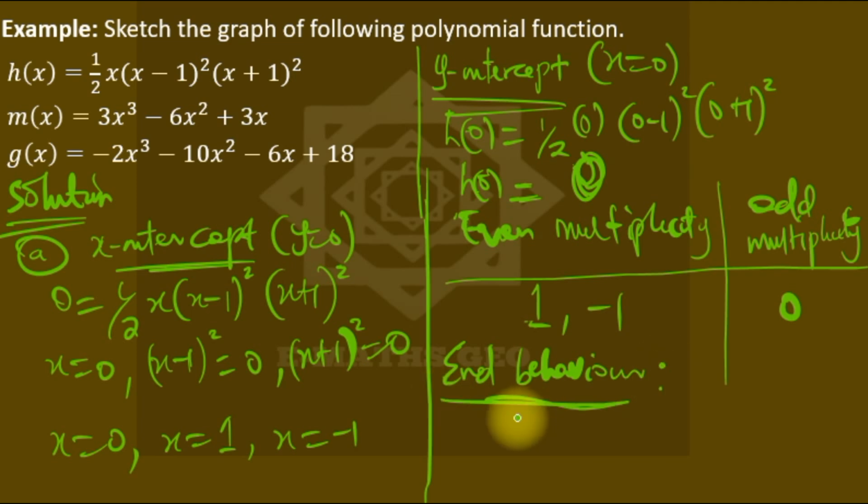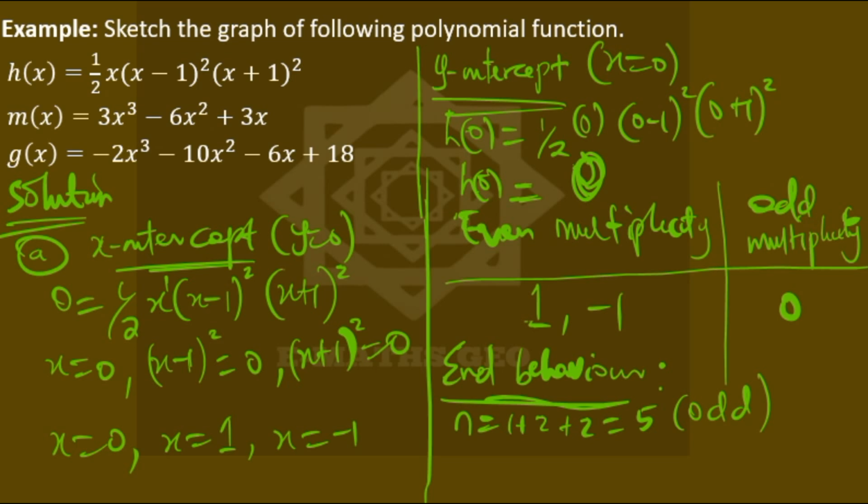So the degree of this n is the sum of the powers. So it's 1 plus 2 plus 2. So we have 5, and 5 is odd. So since it's odd, the graph will end like this. Let me get where we did something like that.